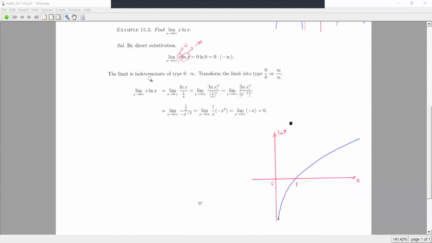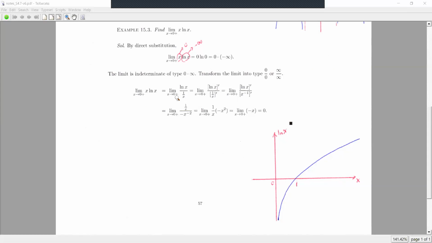This is an indeterminate limit. The type is 0 times infinity. To use L'Hopital's rule to find this limit, we need to transform the limit into either 0 over 0 or infinity over infinity. Now, let me transform the limit. X times natural log of x. Let me move x to the denominator to get this.